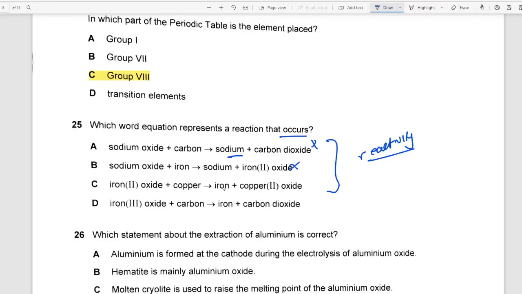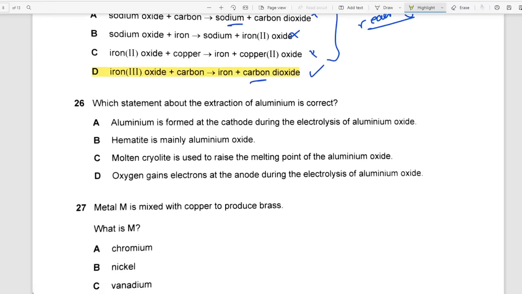Iron oxide plus copper is this, but actually iron is more reactive than copper, so this is also wrong. Iron oxide plus carbon gives iron plus carbon dioxide. This is correct because carbon is more reactive than iron, hence the answer should be D. And this again, you need to know your reactivity series to understand this question.